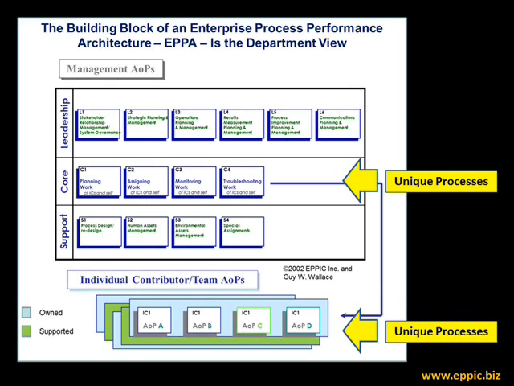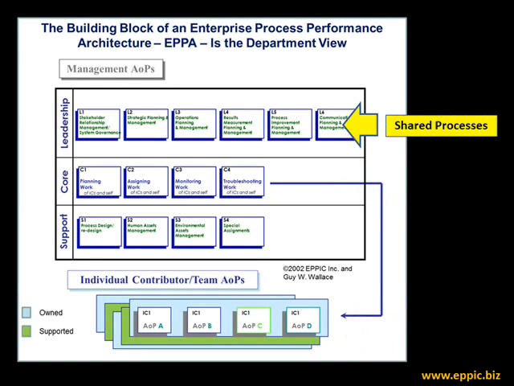There's also the shared processes of the leadership area. Strategic planning is shared across the organization. Operational planning and budgeting and results measurement, etc. Those are all processes that are shared. They're common processes that are uniquely applied department by department. The strategic planning for the sales department is different than the strategic planning for the human resources department. However, they all come together and cascade down from the goals of the enterprise.